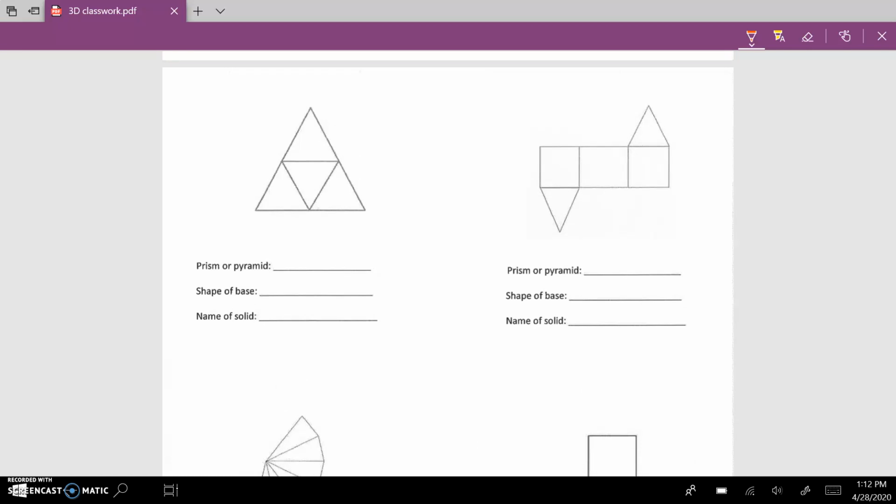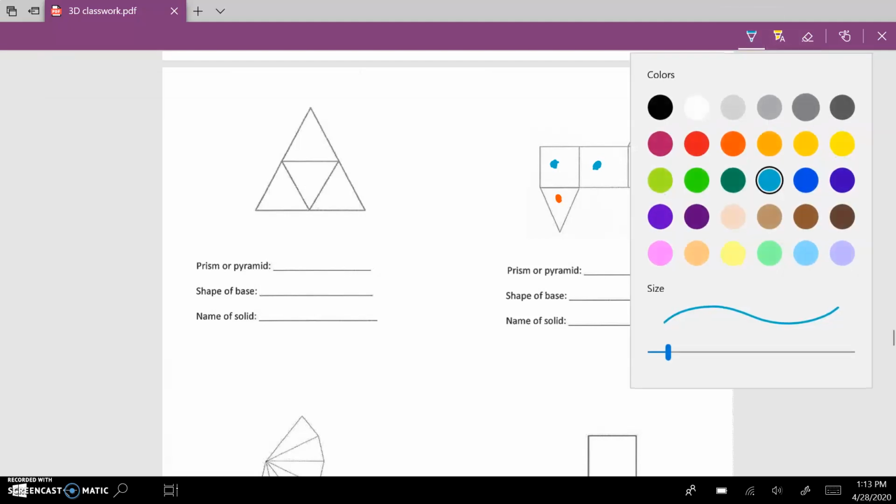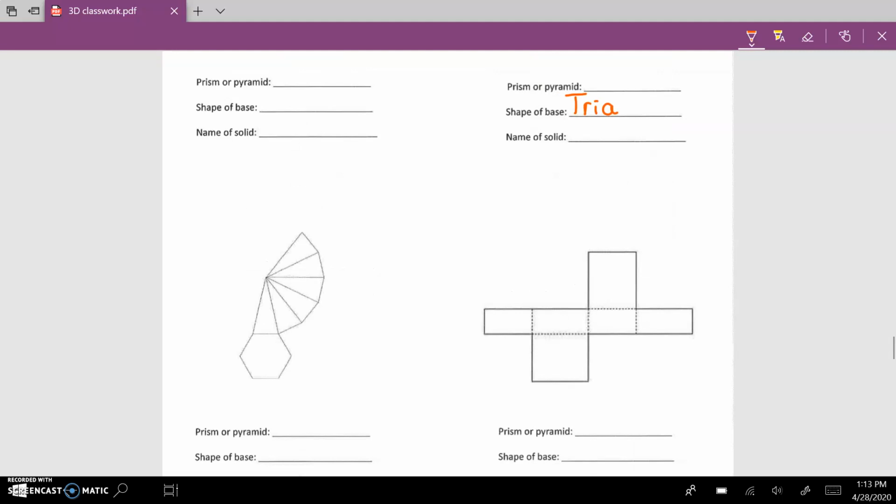So first we have to figure out, is it a prism or a pyramid? So what I like to do is count up what I have of each shape. I've got 2 triangles, and then I've got 1, 2, 3 square rectangular looking shapes. Now remember, you can't have more than 2 bases. So my base here are the triangles. So the shape of the base we're going to say is a triangle.